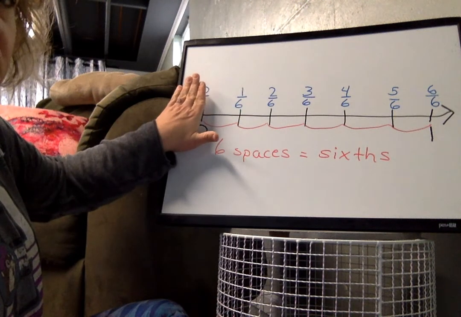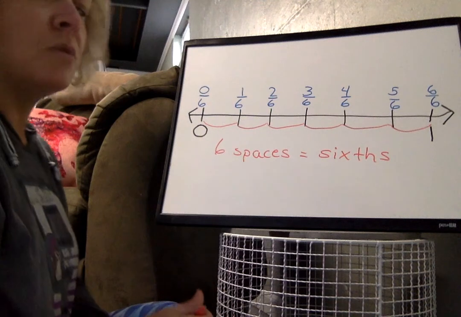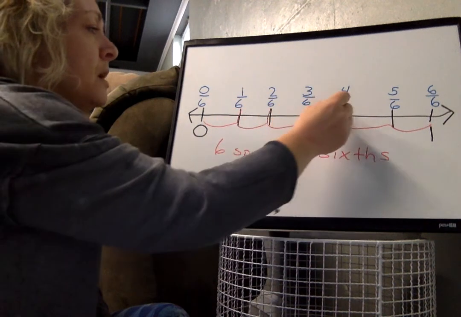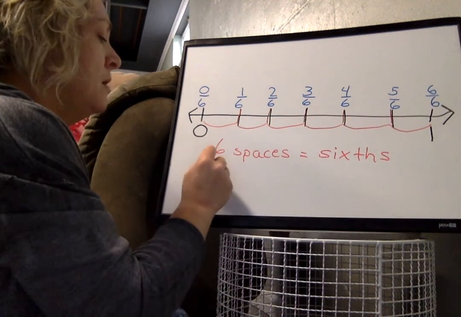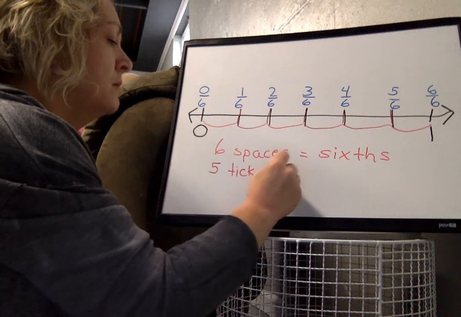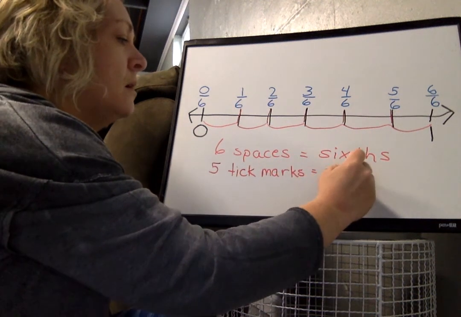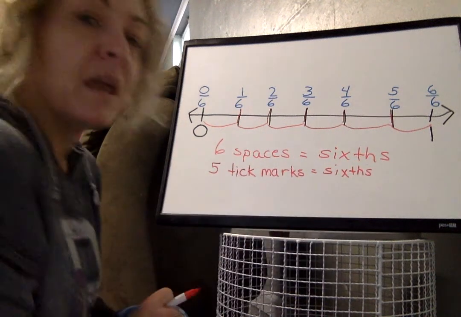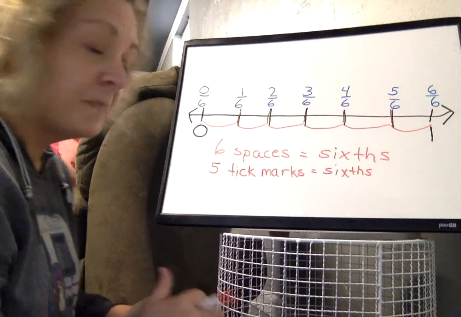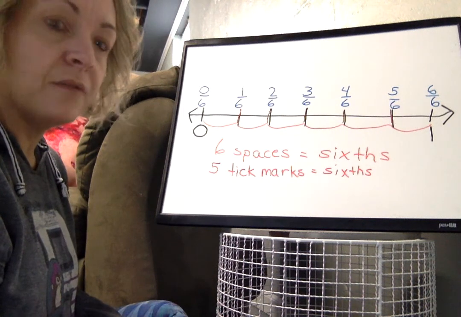Some of you might have counted the tick marks in between. So in between the 0 and the 1, how many tick marks? So you might have counted 1, 2, 3, 4, 5. So 5 tick marks equals 6, because you make 5 lines for 6 parts. Right? Okay, and that's just a review practice of number lines.